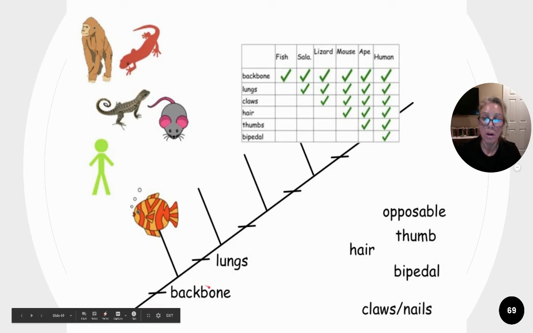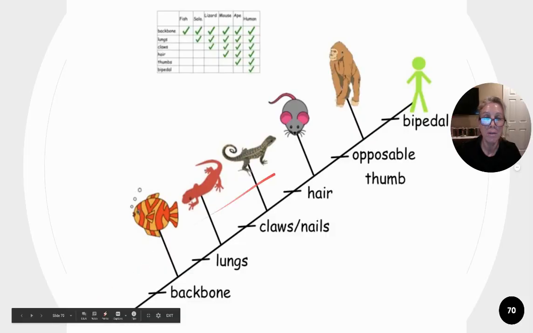Okay, so here's our backbone, our ancestral trait. Then our derived trait is lungs. And fish, he doesn't get to keep going with us. And we would continue on placing these. The next one would be claws, because everybody has claws except our salamander right here. And then everybody has hair except the lizard. So you would eventually build your cladogram like this.